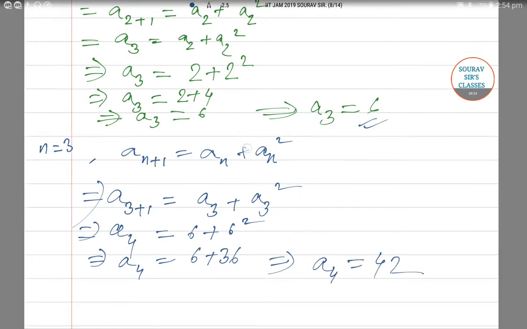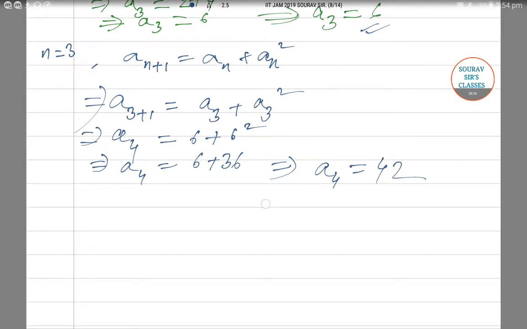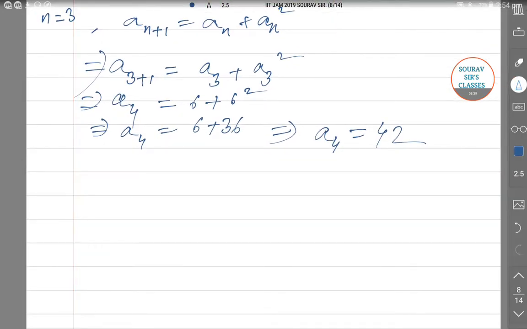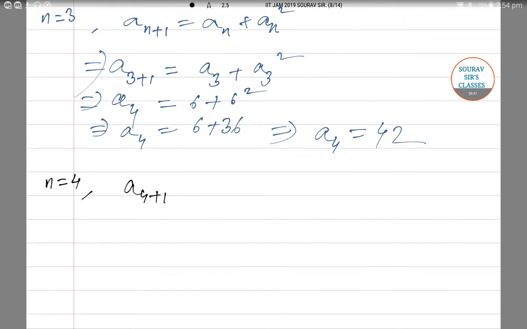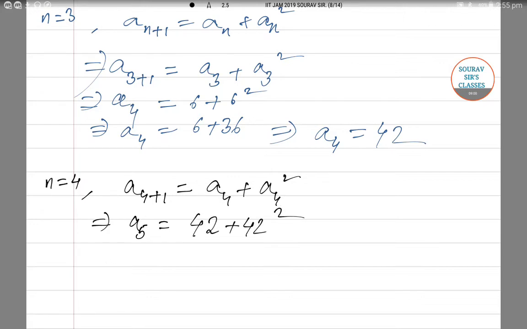Now similarly we will do for n equal to 4. Okay, so let's do it for n equal to 4. For n equal to 4, a5 equal to a4 plus a4 square. So it will be a5 equal to a4's value we have got, 42, so 42 plus 42 square. So a5 would be 42 times (1 plus 42). So it will be 42 into 43.